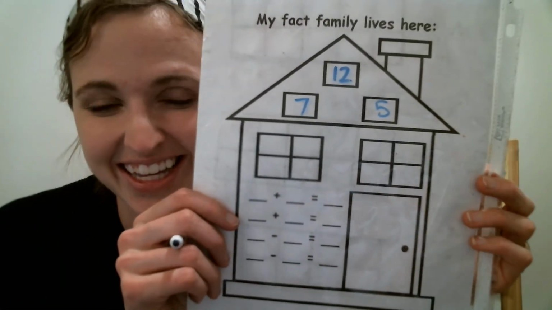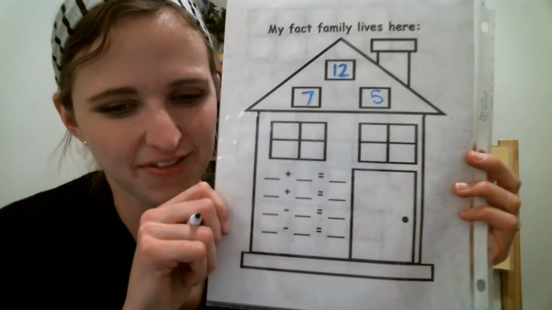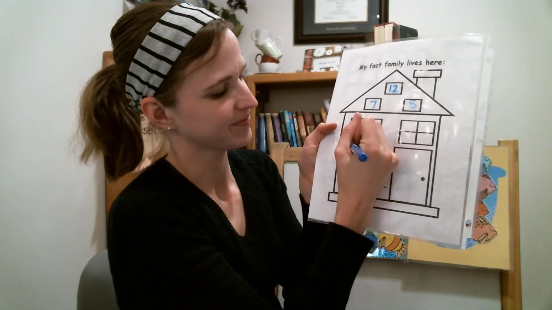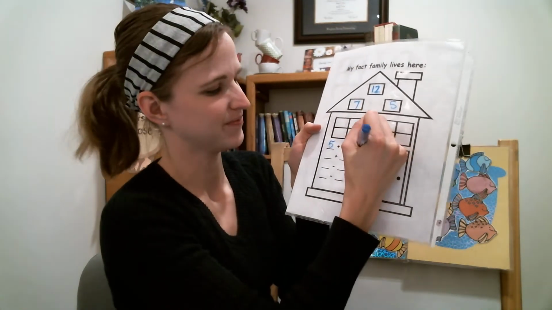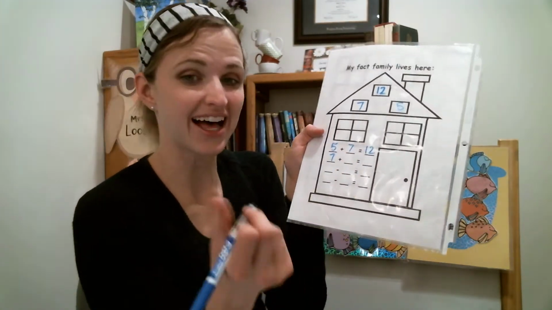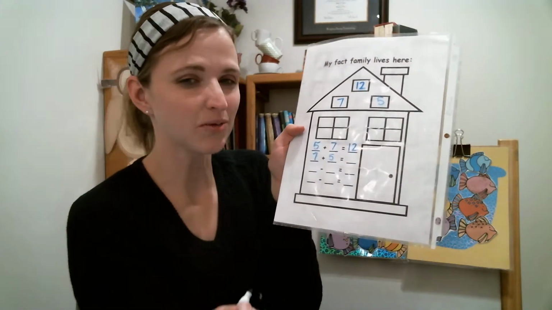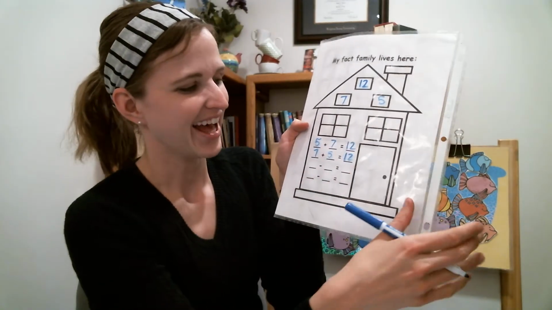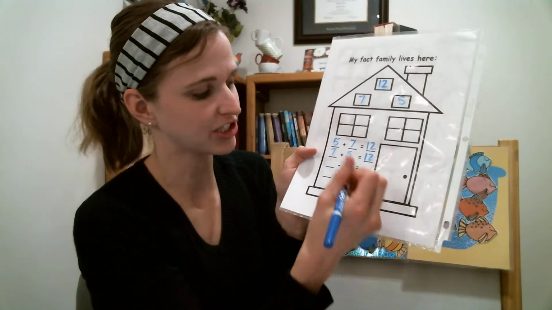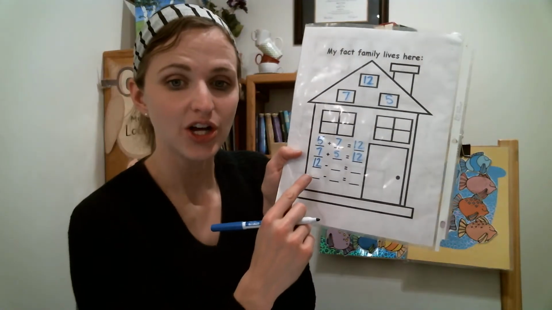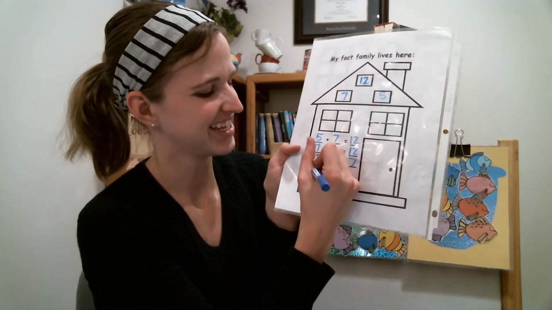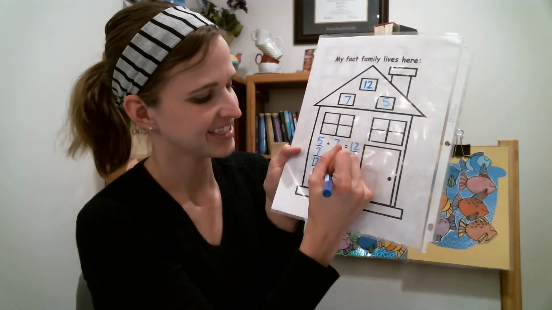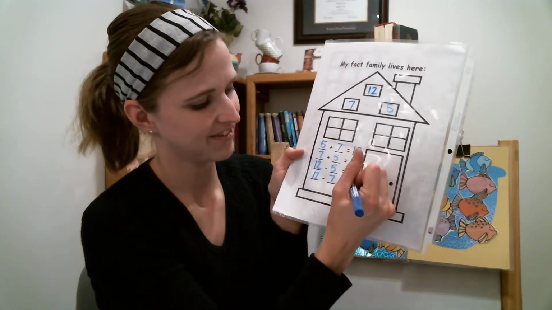Here are our numbers. What goes in our fact family? What are my related facts? 5 plus 7 equals 12. Now what do I start with? 7 plus 5 equals 12. I've done the addition problems. Now it's time for subtraction. Start with the whole, 12. 12 minus 5 equals 7. 12 minus 7 equals 5.